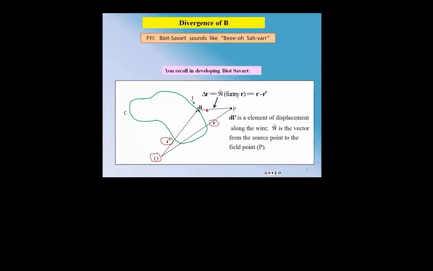Normally what you have is a physical effect that depends on this vector here, and that's our funny R. Sometimes it's called delta R, sometimes it's called funny R, and of course what it is equal to is R minus R prime, which is this vector right here. And to repeat, dl prime is an element of displacement along the wire. Funny R is the vector that goes from that little displacement to the point P.